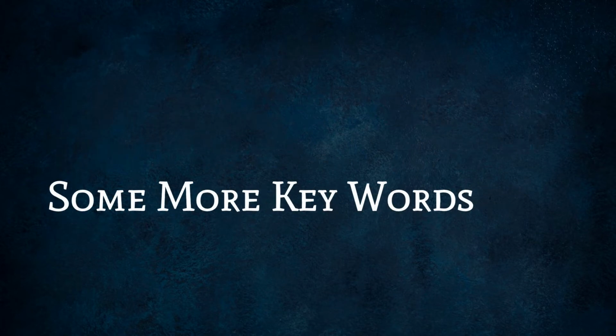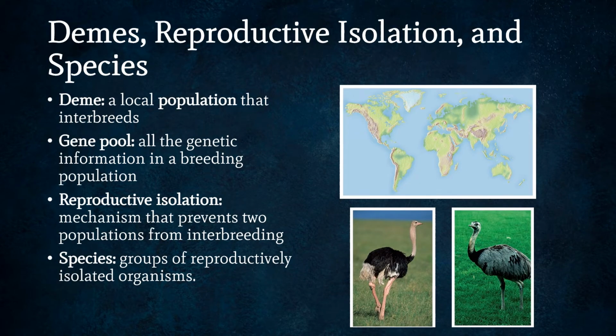So we're going to do some terms and vocabulary here for a minute. A deme. I don't use this term very often in this class, but it's a local population that interbreeds, so you could use that interchangeably with population. A gene pool is all the genetic information in a breeding population, so all the genes in a deme is the gene pool. Reproductive isolation is a mechanism that prevents two populations from interbreeding. We often think of this as geography, perhaps one population is on an island and one isn't, or there's a mountain range or a river or something like that, but it doesn't necessarily have to be a physical barrier. Reproductive isolation is just any mechanism that prevents two populations from interbreeding.